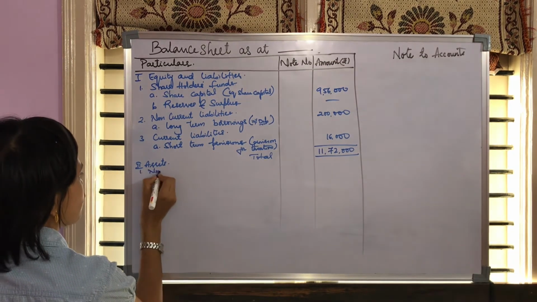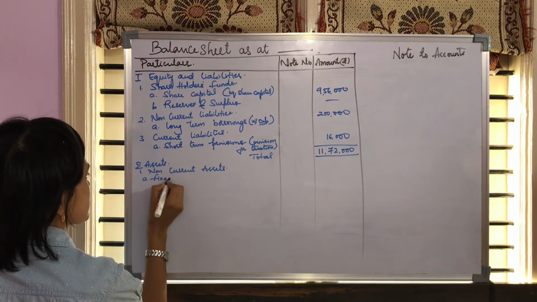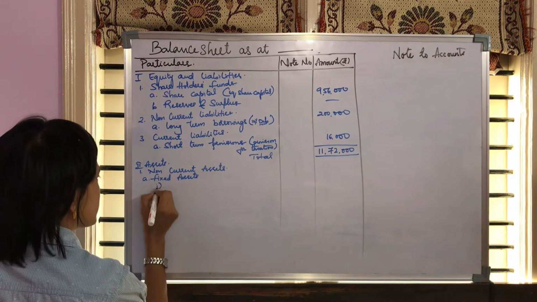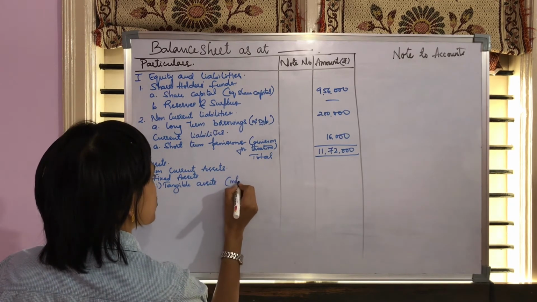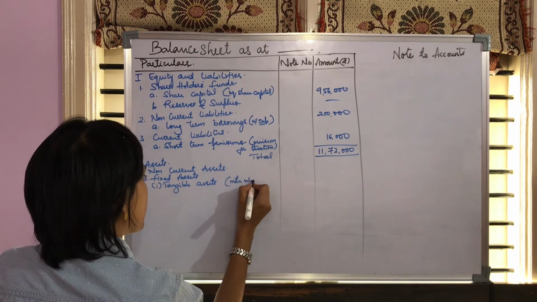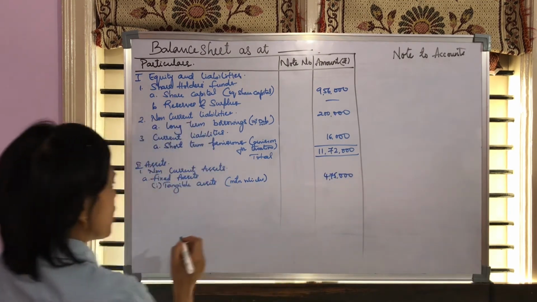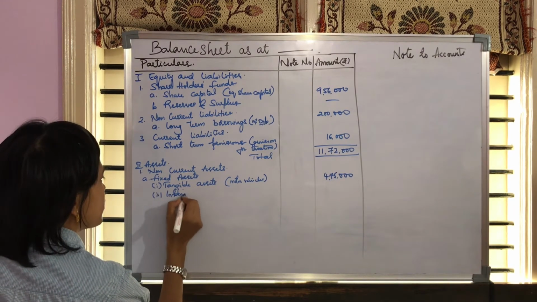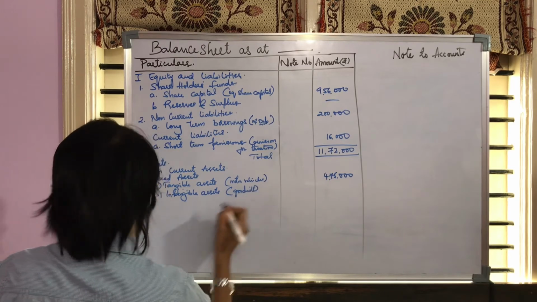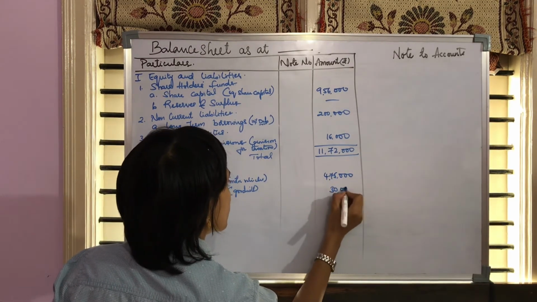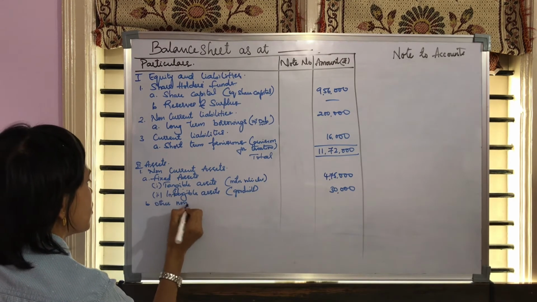Under this, the first category is non-current assets. Under this, subhead fixed assets. Under this we have tangible assets. In the question there is mention of motor vehicle. Amount is rupees 4,75,000. I am not preparing a note to accounts. The second one, intangible assets. In the question they have mentioned goodwill. Amount rupees 30,000. Next we have other non-current assets.